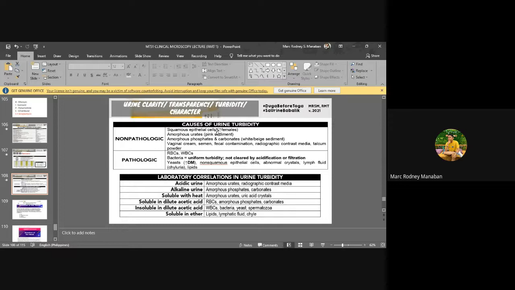Which ones are soluble with heat, dissolve with heat? You have amorphous urates and the uric acid crystals. Which ones are soluble in dilute acetic acid? RBCs, amorphous phosphates and carbonates. Your phosphates, carbonates are again bases, so they can dissolve in acid. All right. Insoluble in dilute acetic acid, of course, the WBCs, bacteria, yeasts, and spermatozoa. And soluble in ether, of course, lipids, lymphatic fluid, and chyle. Take note, lipids, lymphatic fluid, and chyle are nonpolar substances. So they dissolve more in a nonpolar solvent, which is your ether. All right? Take note of that.